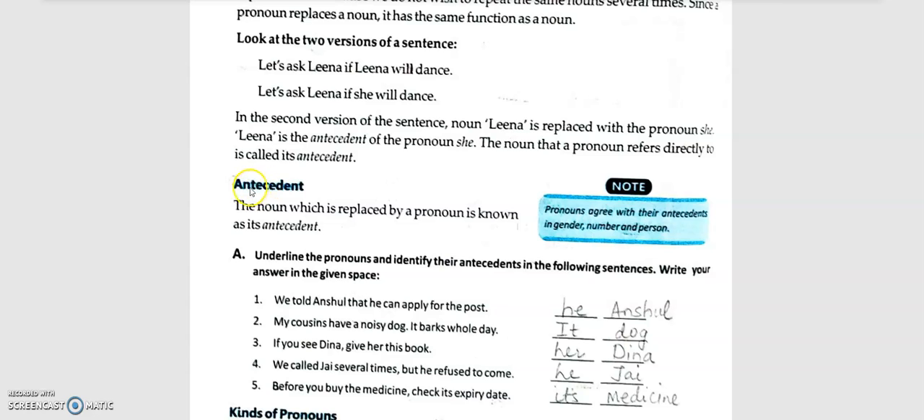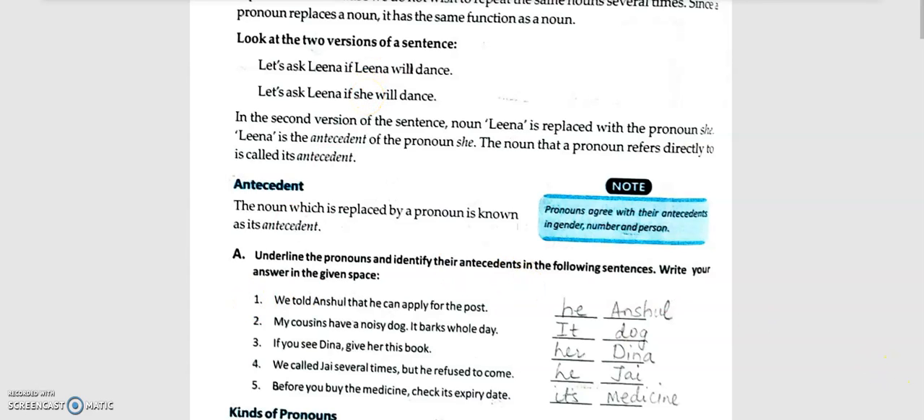Okay. Now the next thing is antecedent. The noun which is replaced by a pronoun is known as its antecedent. Okay. So this noun here that we have replaced, Lina, is the antecedent of she.